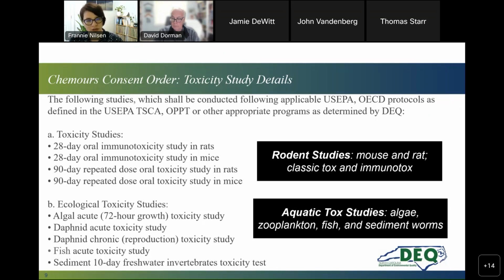The aquatic toxicity studies, or the ecological toxicity studies, are being conducted in algae, zooplankton, fish, and then worms in the sediment. And so a lot of different environmental compartments are going to be tested, and all of these are relevant to bioconcentration factors, and then also understanding how these compounds move in the environment.